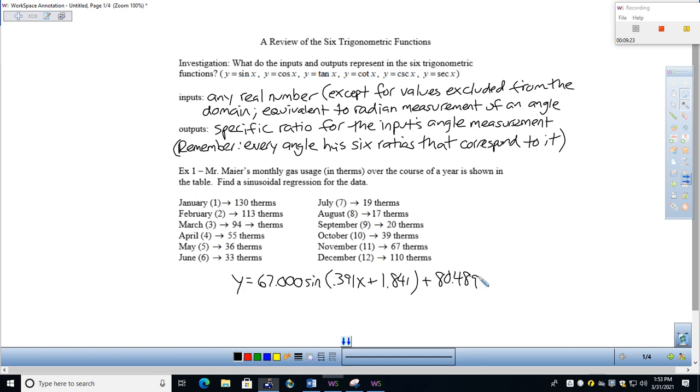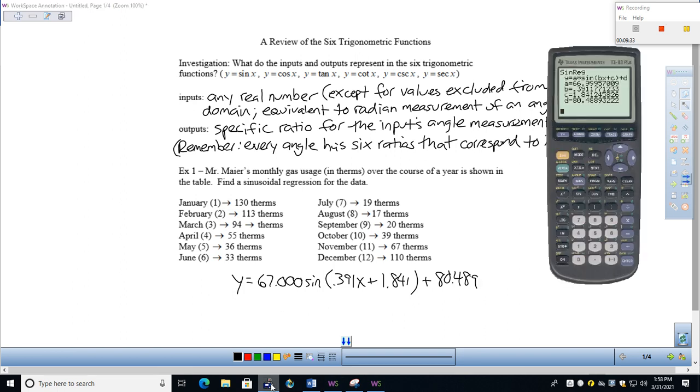Again, we could use this. We could come up with some data. If I asked you for amplitude and period and phase shift and midline, you could come up with that. Not worried about that right now. I'm going to go ahead and just hit graph, though, just to see how nicely this model fits. And again, is it perfectly sinusoidal? No. But you can see the data points are pretty close to our model of best fit here. So looks pretty good.